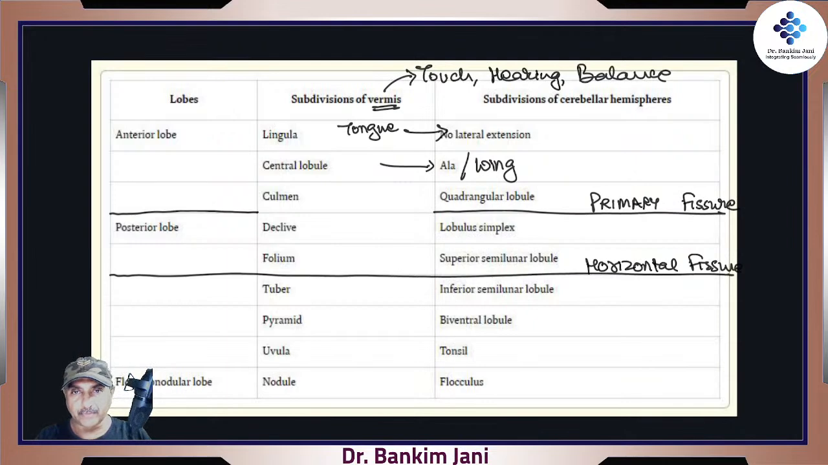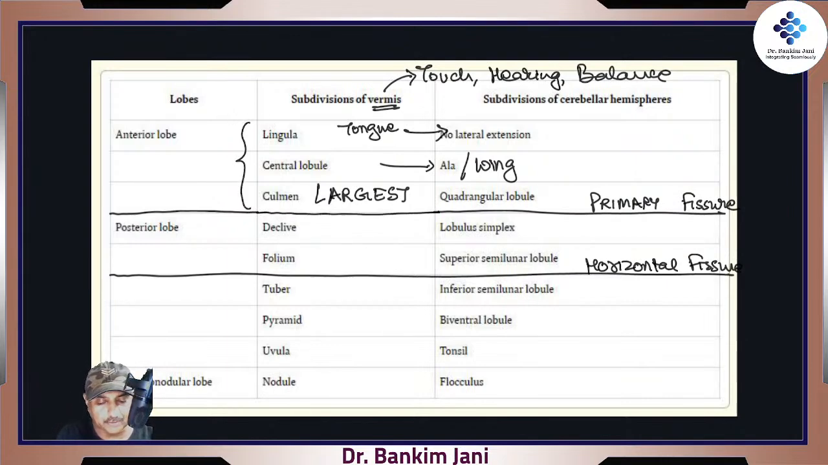Then culmen. Culmen, this is the largest, right? Quadrangular lobule. So this finishes our anterior lobe. In the anterior lobe, we have the lingula, central lobule, and the culmen.